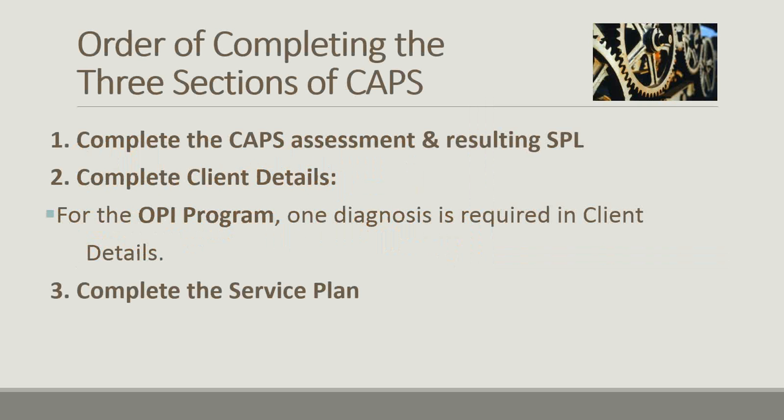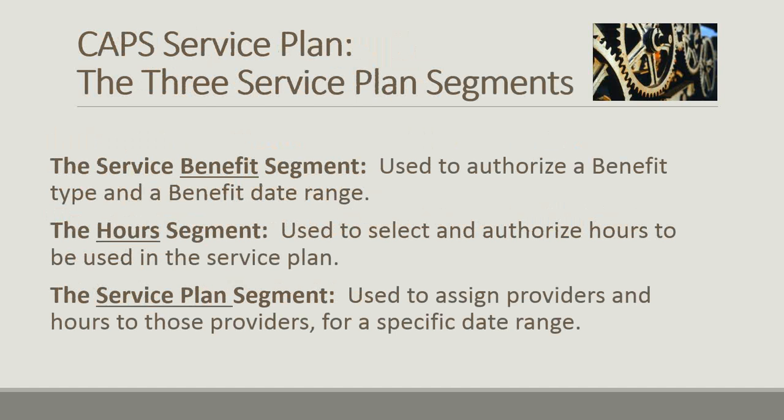So the order of completing the sections of CAPS is to complete the CAPS assessment and get the resulting SPL so that we know that somebody qualifies according to your AAA area plan and has the correct SPL level. Then we want to complete the client details, and for the OPI program, we require that one diagnosis is placed in client details. That's about the only requirement for client details. There are some other components there, but you don't need to worry about them. And then we complete the service plan, which is what we're going to be covering today.